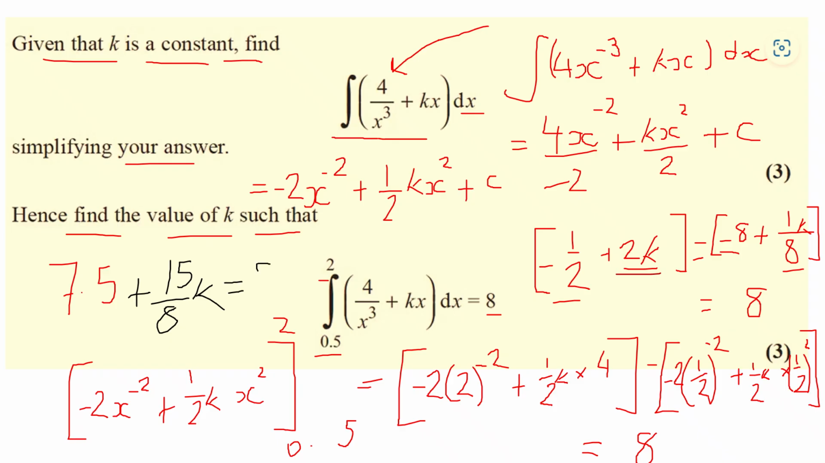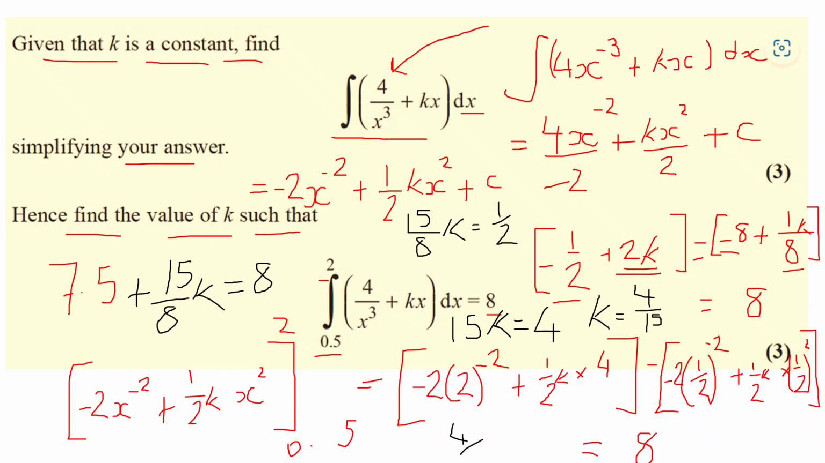is equal to 8. Subtract 7.5 on both sides, we get 15/8 k is equal to a half. Then I'm going to multiply by 8, so we get 15k is equal to 4, so times by 8 on both sides, and then divide by 15, so k is equal to 4/15. And that would satisfy that integral there.